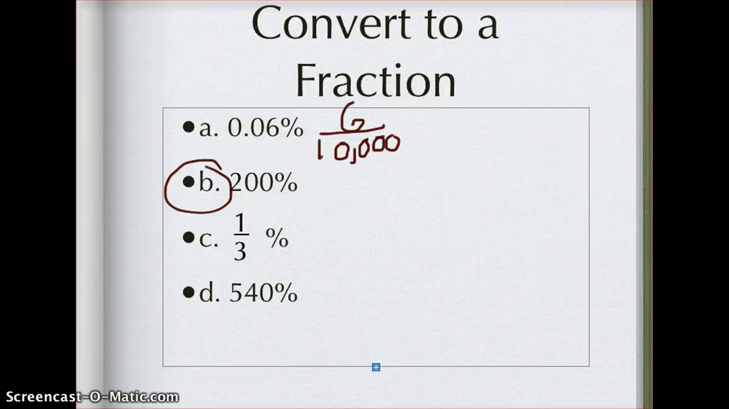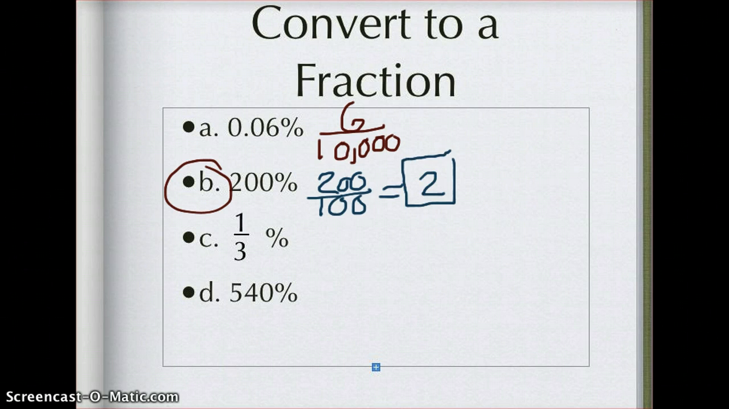All right, so for B, hopefully you started by writing 200 over 100. And that just simplifies to 2. So there's your answer for B. Go ahead and pause the video and try C.